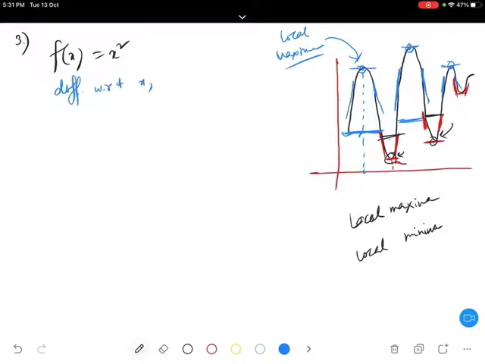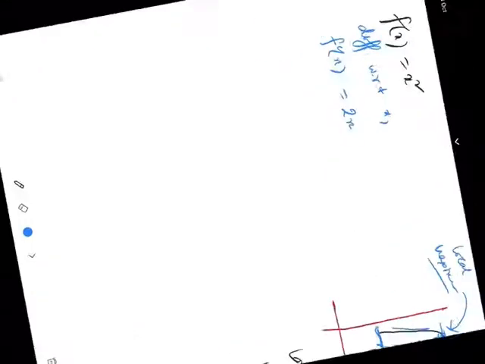Always remember, when they ask you to find local maxima and local minima, forget about the graph. The graph was needed for only those three questions. After this, there will be no graphs. Differentiating the function, we get f dash x is equal to 2x. This is the slope. After doing this, we need to find the critical point.